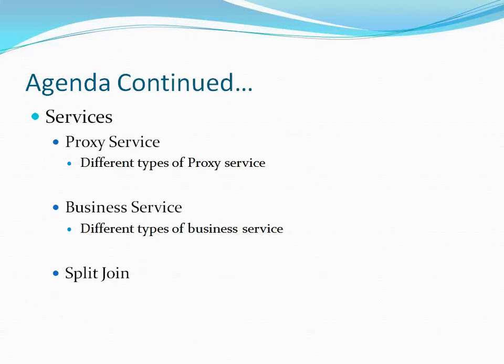What are the different services provided by OSB? So OSB gives three types of services. One is proxy service, other is business service, third is split join. So what does proxy service do? It is basically used to expose your service to the external world. So say for example you want to give your service to a client. So you will always expose the proxy service to your client.